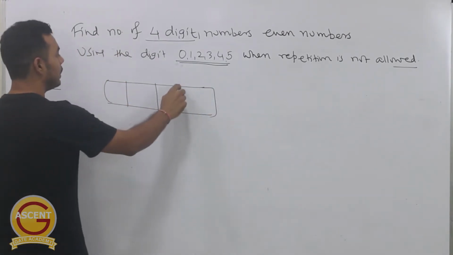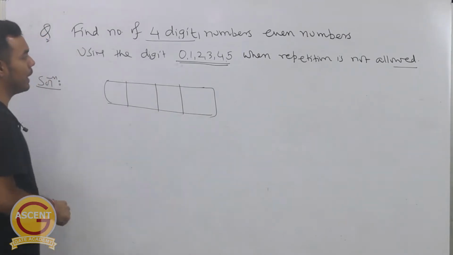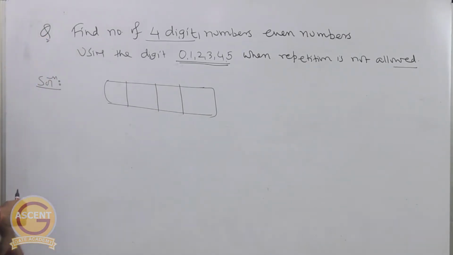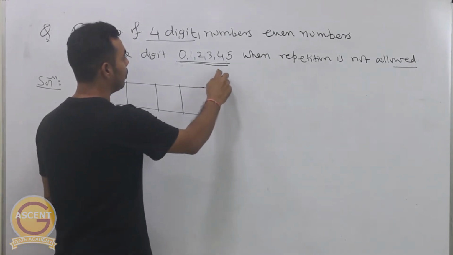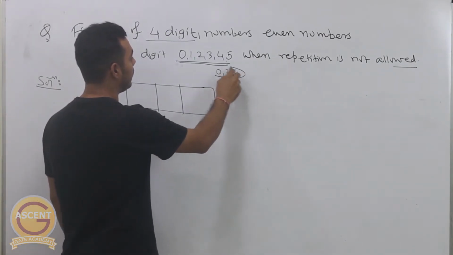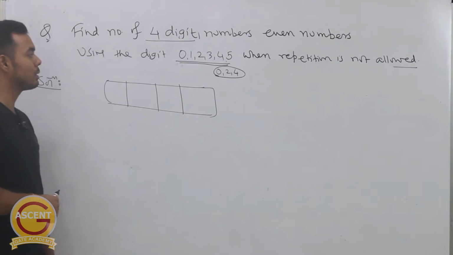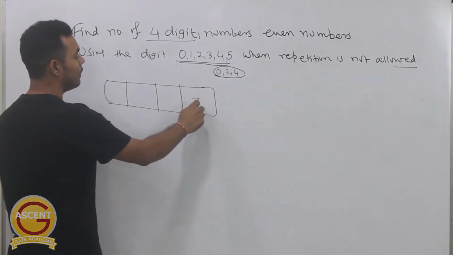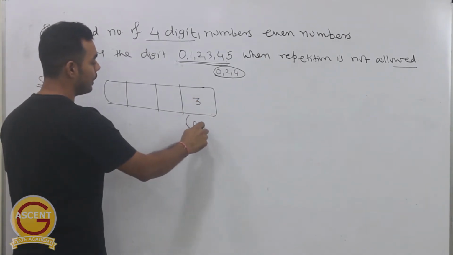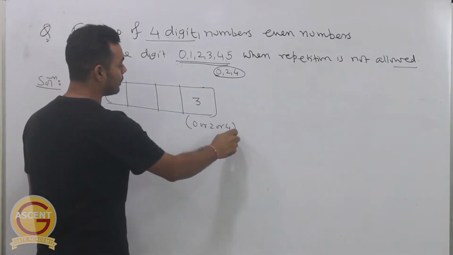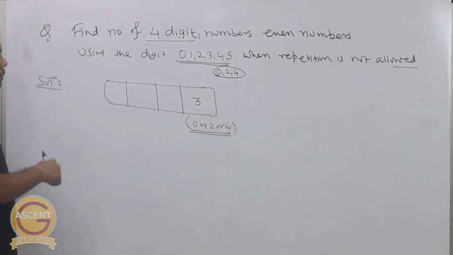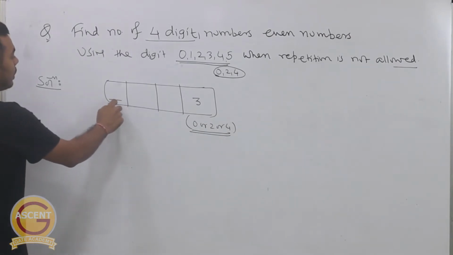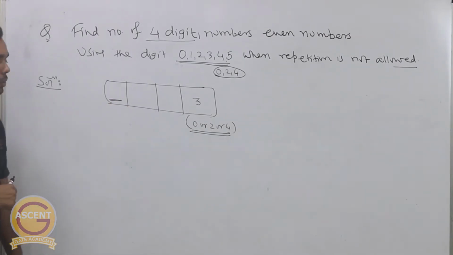Now even number means we have to place an even digit on the unit place. Now the even digits are 0, 2 and 4. These are the 3 even digits. So suppose I am writing 3 here, 3 will mean that I am placing 0 or 2 or 4 here. Now since the number has to be of 4 digits, on the 1000 place we have to place any non-zero digit.